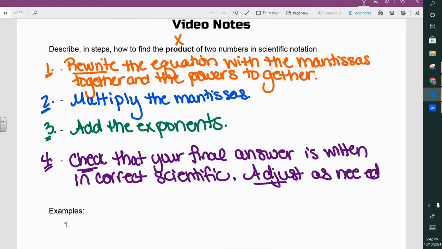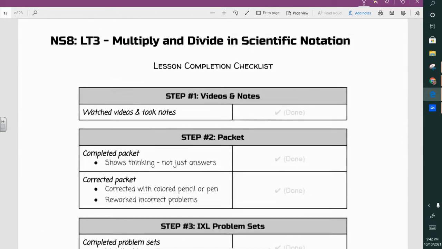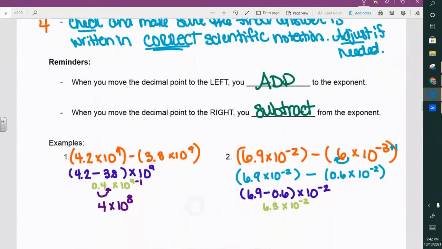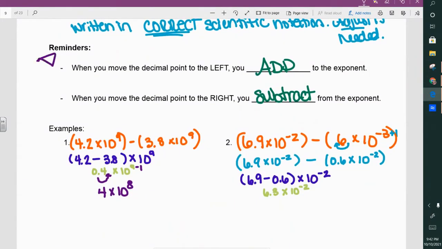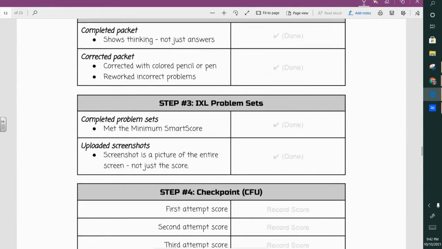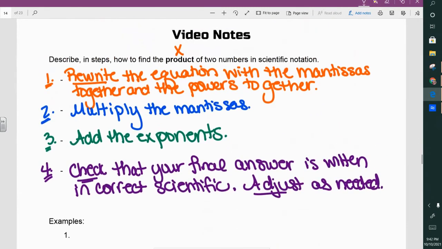Going back to when you add and subtract, you're going to follow those same adjustments. If I go back here, we wrote it right here. If you have to, at the end there, move your decimal to the left, you'll add to the exponent. And if you have to move your decimal to the right, you're going to subtract. So that adjusting of the mantissas will add or subtract within the exponents.